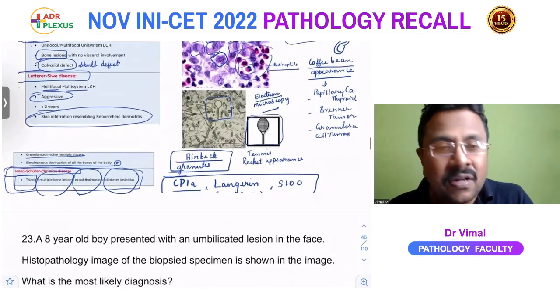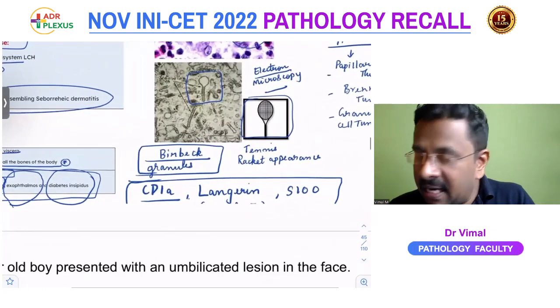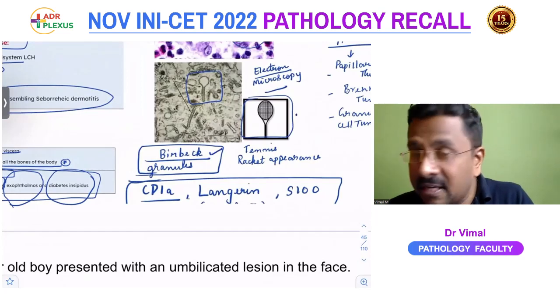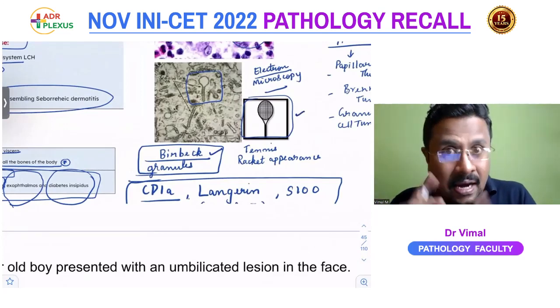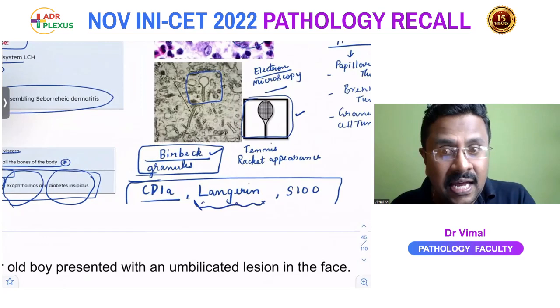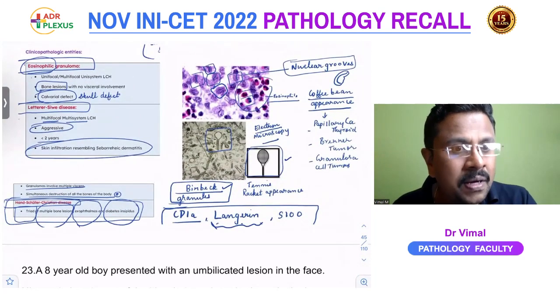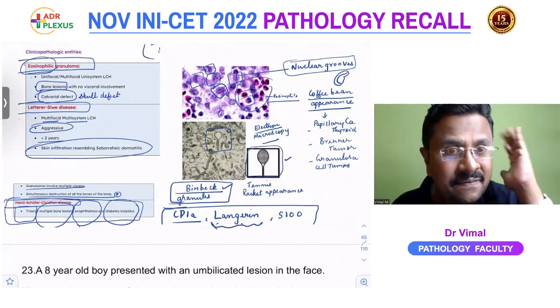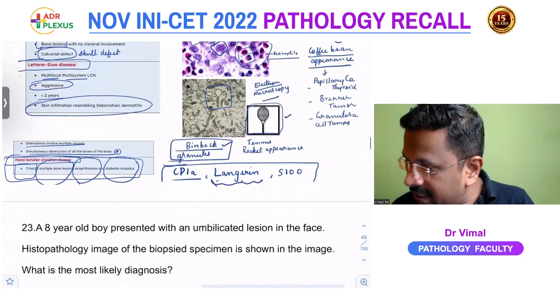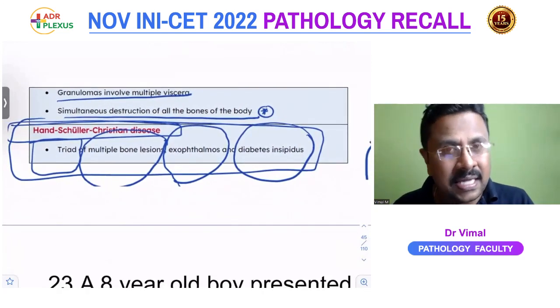Yes, guys, you will remember what we have discussed. Please remember, these tumor cells on electron microscopy show Birbeck granules, the tennis racket appearance. Another marker which I insisted on during our class is Langerin. Apart from CD1A and S100, these cells are also positive for Langerin. Just recollect the three types: eosinophilic granuloma, Letterer-Siwe disease, and Hand-Schüller-Christian disease. You will remember that calvarial defects, that is skull defects, are more in eosinophilic granuloma, and Hand-Schüller-Christian disease has the triad of multiple bone lesions, exophthalmos, and diabetes insipidus.